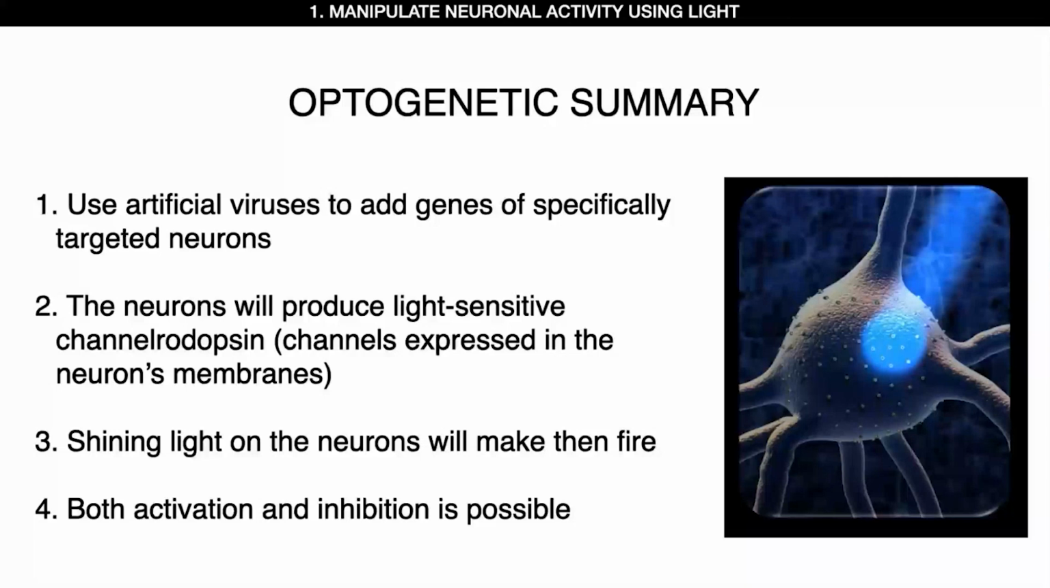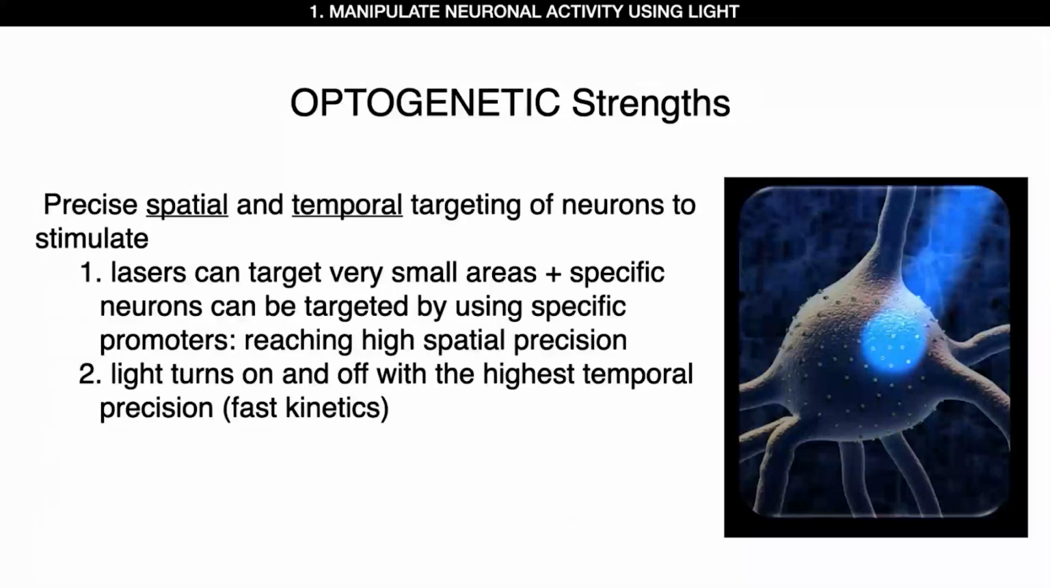What is the strength of optogenetics? Both its temporal and spatial targeting of neurons to stimulate. With lasers, we can target very small areas of the brain, and specific neurons can be targeted using specific promoters. This can reach the highest spatial precision that you can picture right now. The second point is its temporal resolution: light can be turned on and off with the highest temporal precision, leading to very fast kinetics of the activity of those cells that we can control with light.